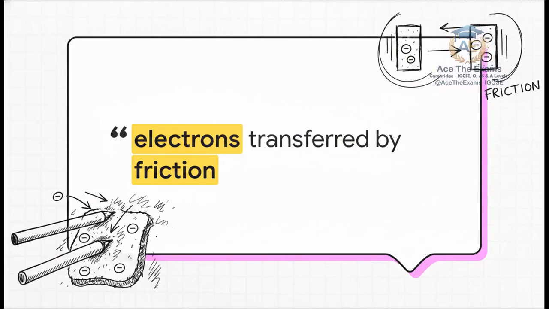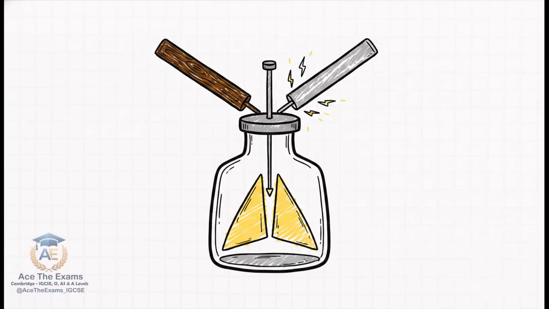So, the crucial point? It all comes down to this specific phrase: electrons transferred by friction. Whenever the exam asks you to explain how an insulating material becomes charged, the examiner is actively scanning your paper for these exact words. They don't want positive charges moved, they don't want it rubbed off, they want electrons transferred by friction.